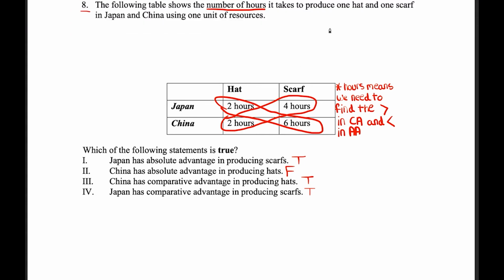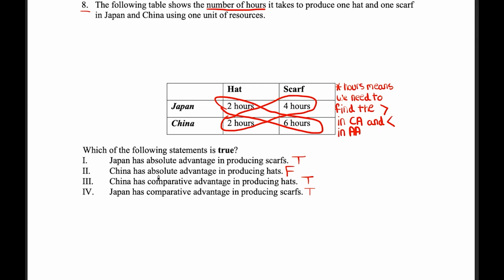So let's see. Here I wrote a little note. Please keep this in mind. Hours means we need to find the greater in comparative advantage and the less in absolute advantage. Let's try the quick and dirty in this question. Maybe it'll help us. And I'll show you how it works on every single question. You just have to read the question and be smart.